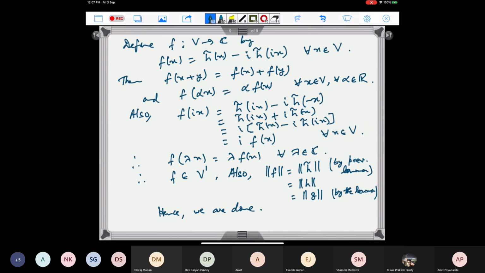So this proves the Hahn-Banach extension theorem for complex normed linear spaces also. In the next class, I'll do some applications of these theorems. Okay, thank you.